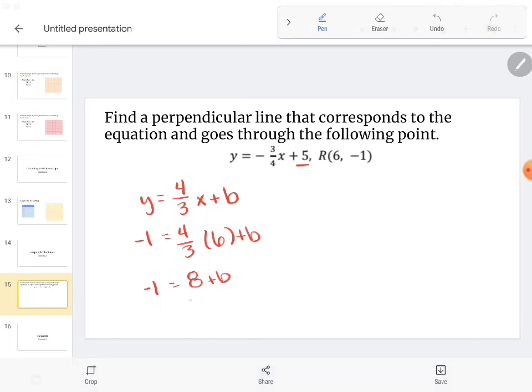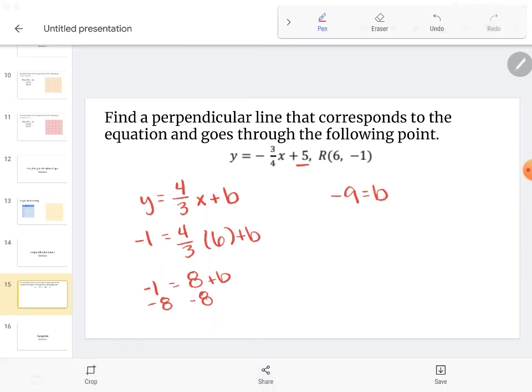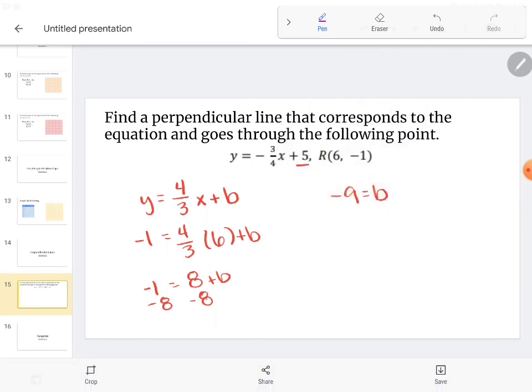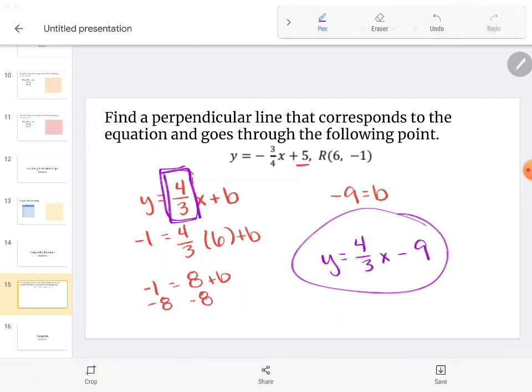Well, now what we want to do, we're going to subtract our 8 from both sides because we want to isolate our b. And we will be left with -9 equals b. So now when we solve our equation, it's going to be perpendicular to our original equation. It also goes through that point. We're just going to plug in -9 for our 5. And we're going to keep our 4/3 that we'd started out with. So our equation will be y equals 4/3 x minus 9. And that'll be our solution.